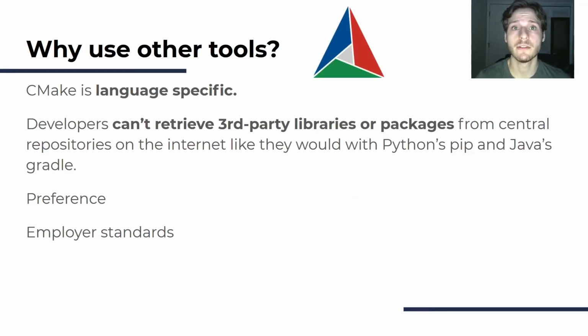So why would someone choose to not use CMake? Because CMake is actually language specific to C++, and developers can't retrieve third-party libraries or packages such as with Python's pip or Java's Gradle. Someone may also choose to use another build tool due to personal preference or due to employer standards, because employers might require that they use different build tools.